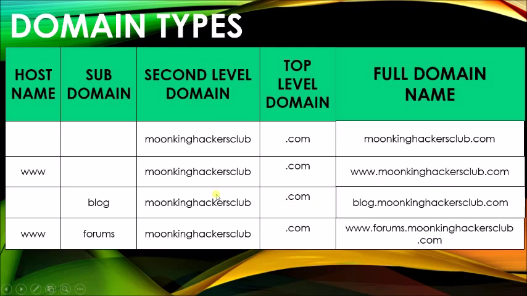Now we will take the subdomain as blog, the second level domain as Moon King Hackers Club, and the top level domain as .com. Now the full domain name will become blog.moonkinghackersclub.com. Here it is the top level domain, this is the second level domain, and this one is the subdomain.